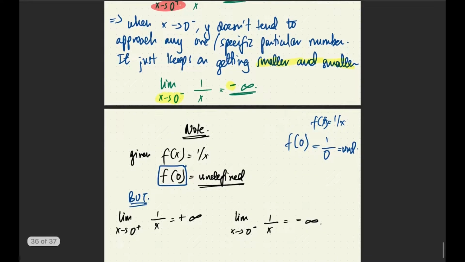However, as we just said, the limits can be equal to infinity. So this just tells us whether y is getting bigger and bigger as we approach a number or if it's getting smaller and smaller. But the function itself cannot equal infinity because infinity we cannot represent on a graph. Infinity is undefined. It's not a real number. That's why f of 0, or 1 over 0, is equal to undefined.